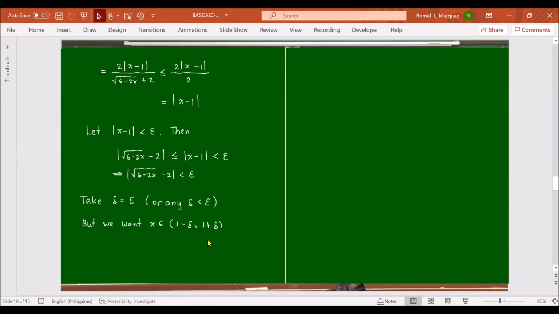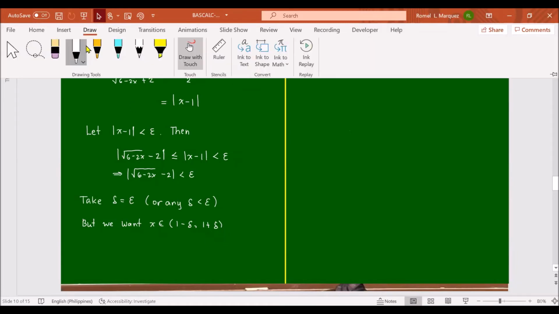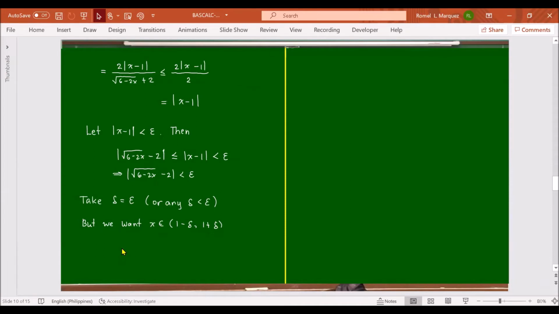Okay? So let's draw. Because that is a radical, our fear is that once we stipulate our delta, we might include values of x that will make the radical undefined. So that's our fear. So let's choose a delta that will guarantee that we will not cover x values that will make our f of x undefined.